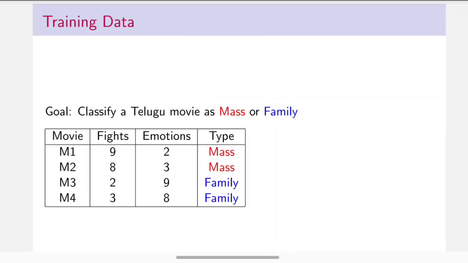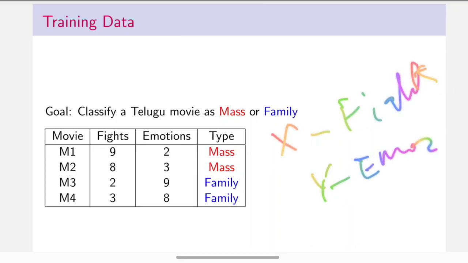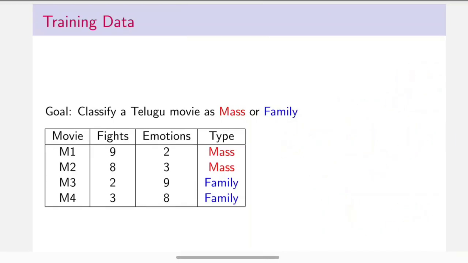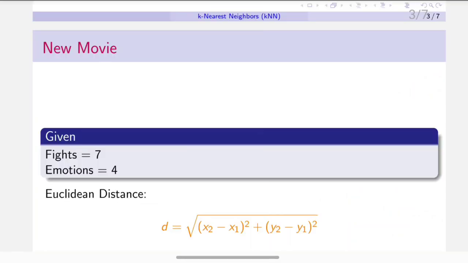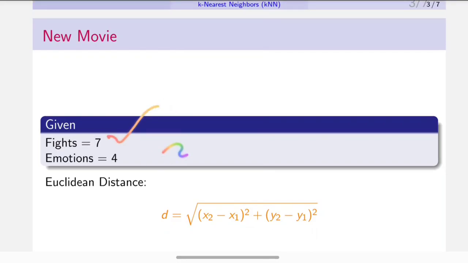Each movie can be represented as a data point in 2D space, where the x-axis represents fights and the y-axis represents emotions. So this makes a geometric problem. Now suppose a new movie comes with 7 fight scenes and 4 emotional scenes. Based on the data set that I have given just before on the slide, we don't know whether it is mass or family. So kNN will help us decide.